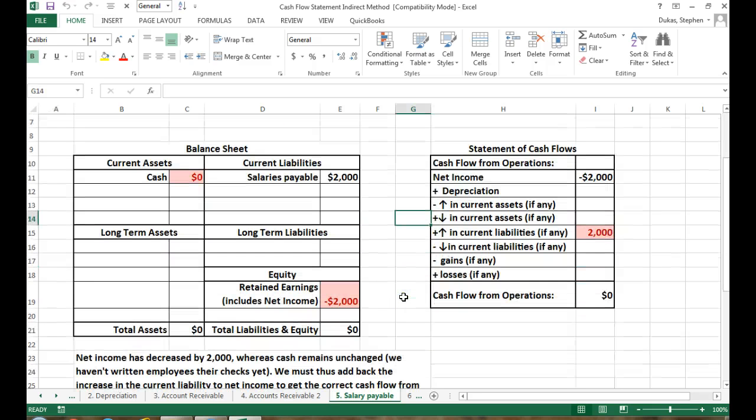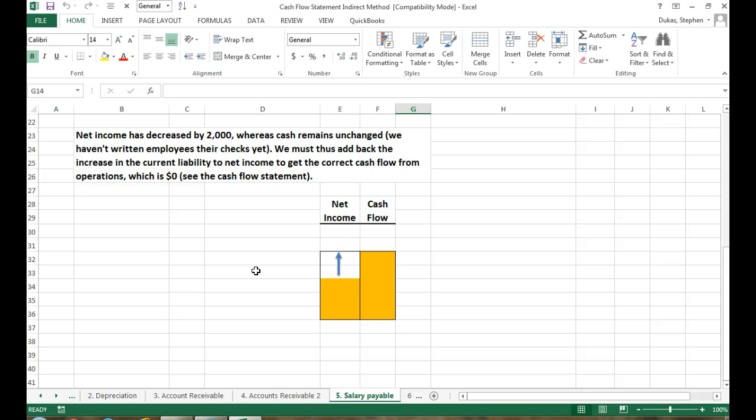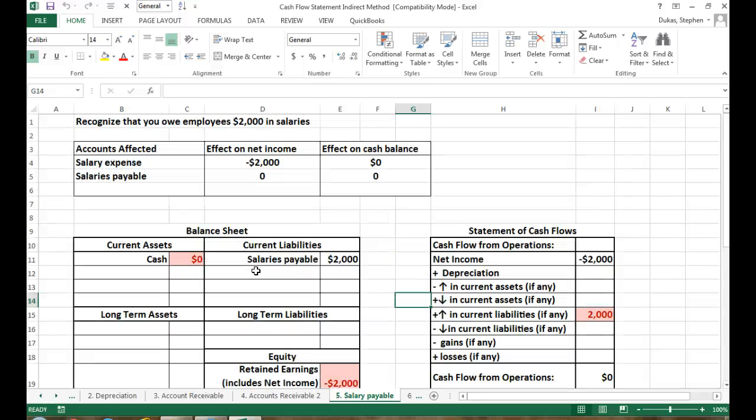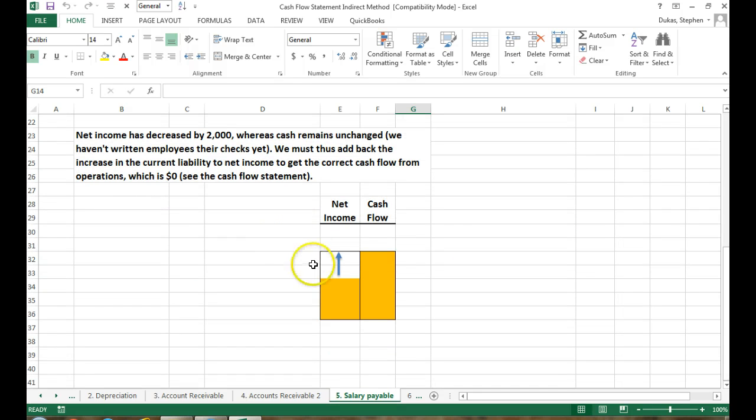On the balance sheet, equity has declined because of the expense. Current liabilities have gone up because of the payable, and there's no effect on assets. Down below, net income has gone down and cash flow has stayed the same.